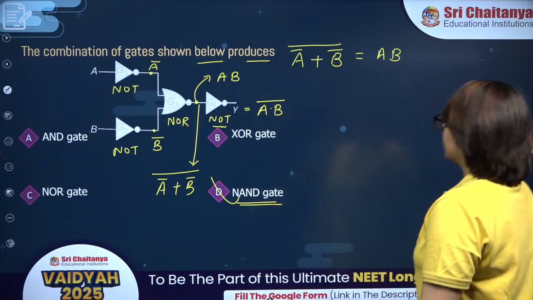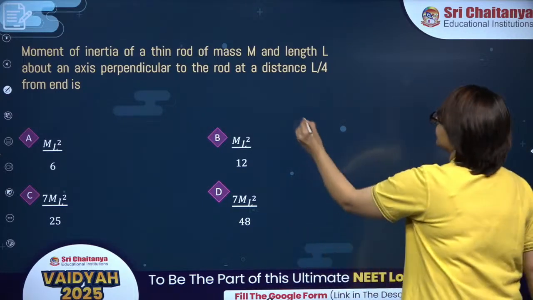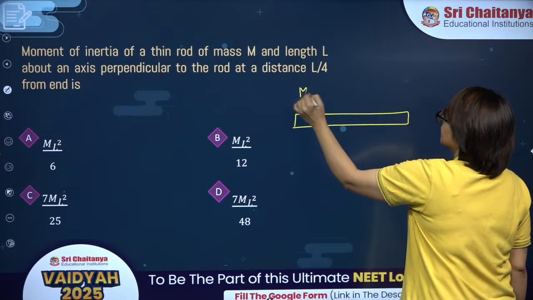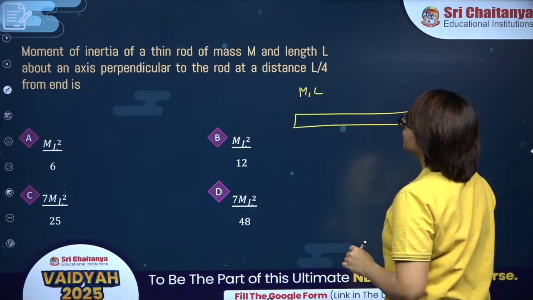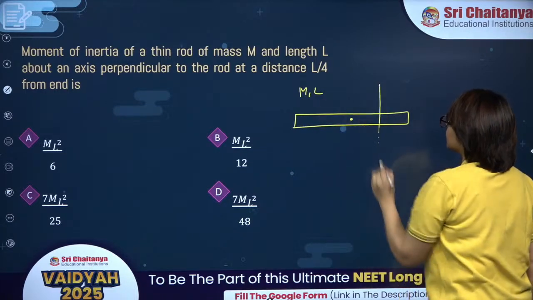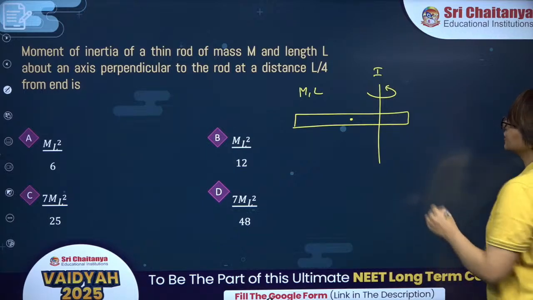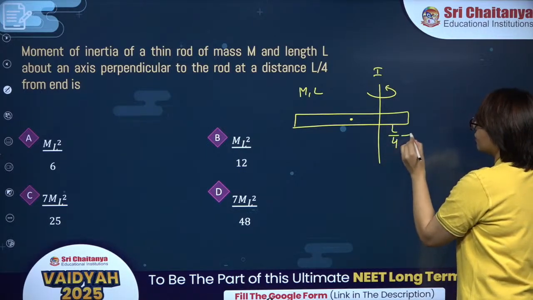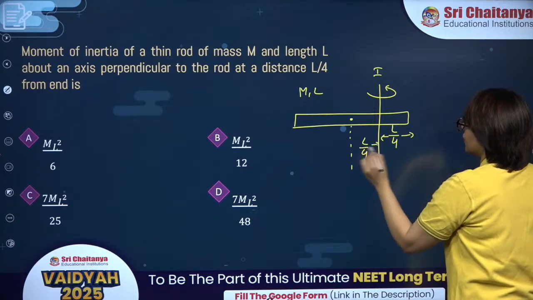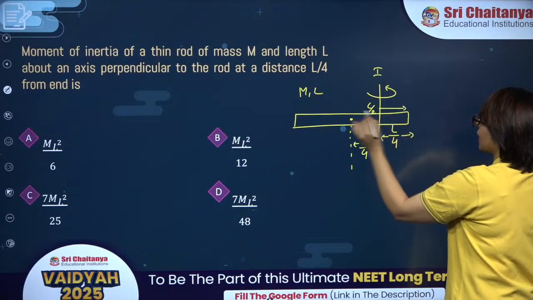Chaliye. Next is this one. The moment of inertia of a thin rod of mass m and length L about an axis perpendicular to the rod at a distance L by 4 from the end is. So let's say this is the axis of rotation and we have to find the moment of inertia about this axis, which is at a distance of L by 4 from the end. From the center of mass it is also L by 4, because the center of mass is exactly at the center, so this total distance will be L by 2.